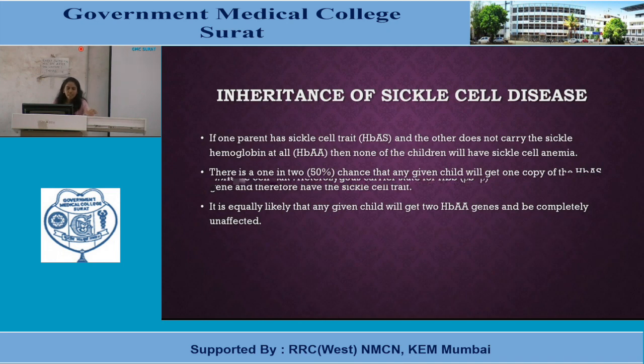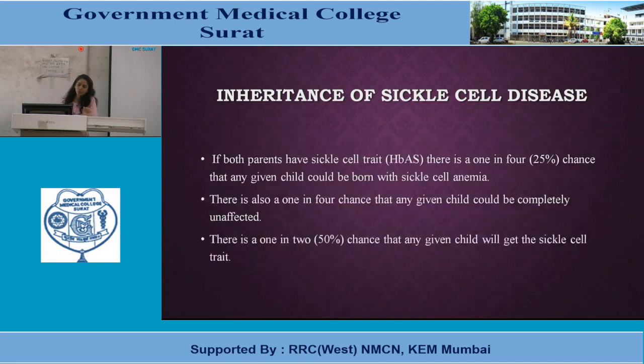So basically, if one parent has sickle cell trait and the other is normal, then there is a 50% chance the baby may have the trait, but none can manifest severe anemia, sickle cell anemia. Any given child may get the HbAA gene like normal and be completely unaffected. So with one parent having sickle cell trait and one normal, there is a 50% chance of sickle cell trait and 50% chance of a normal baby. Okay.